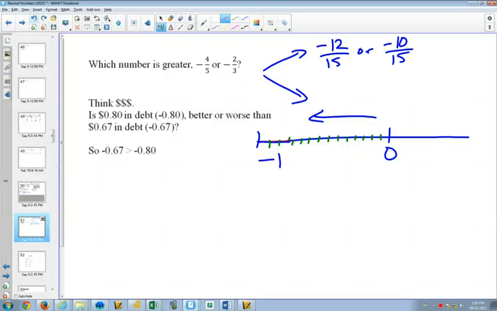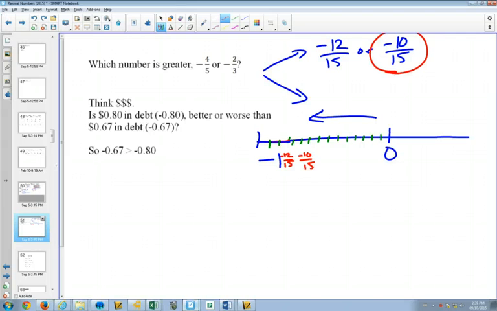If we did 15 equal sections, then the first one would be negative 1/15, then negative 2/15. Going this way, can you see that you would hit negative 10/15 before you would hit negative 12/15? And so now, which one's bigger? This one is the bigger one, because it's farther to the right.